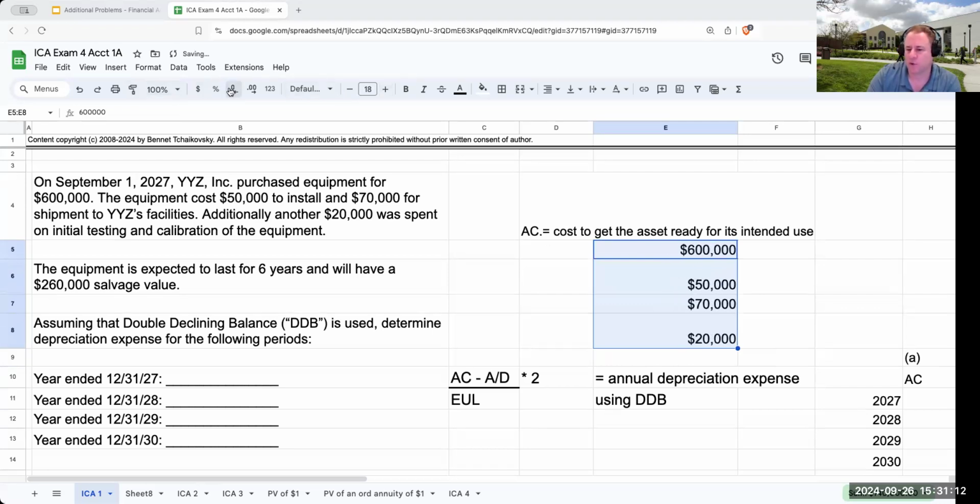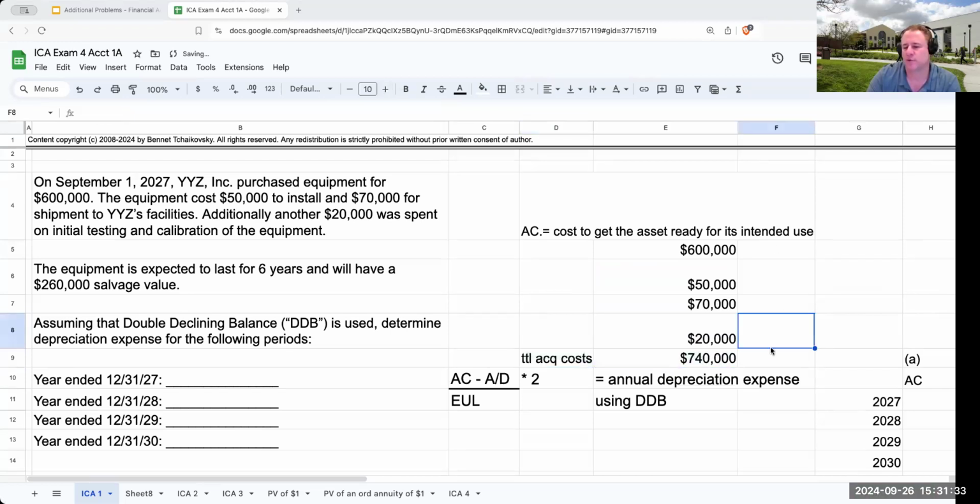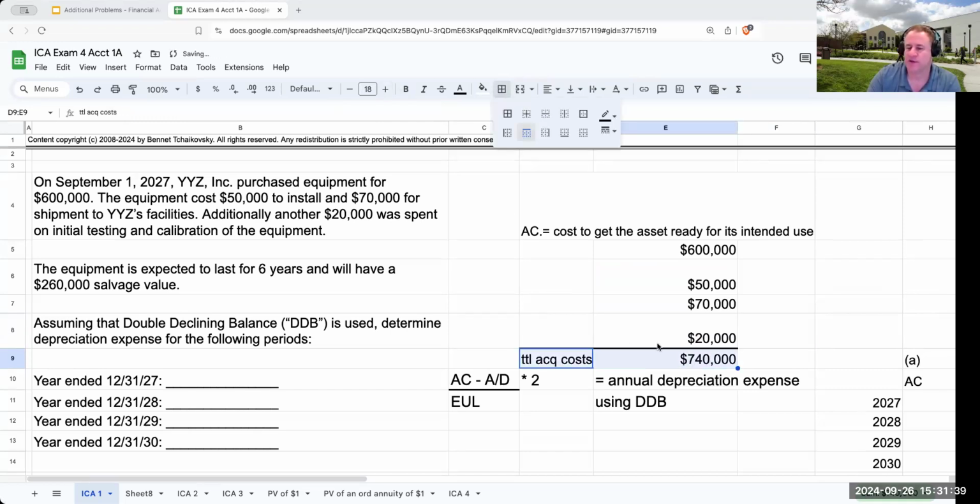So our total acquisition cost basically of this equipment is going to be the 600,000 purchase price, 50,000 installation, 70,000 shipment, and then the 20,000 initial testing and calibration. Remember, this is not ongoing maintenance. This is something we need to go through and do to initially start. So our total acquisition cost basically for this item is going to be 740,000.